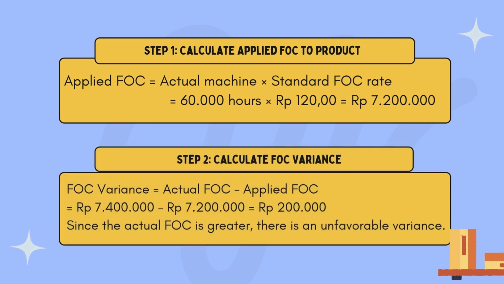Step 2. Calculating FOC variance. The FOC variance is found by subtracting the applied FOC from the actual FOC. That is, 7,400,000 Indonesian rupiah minus 7,200,000 Indonesian rupiah equals 200,000 Indonesian rupiah. Since the actual cost is higher than the applied amount, this variance is classified as unfavorable.